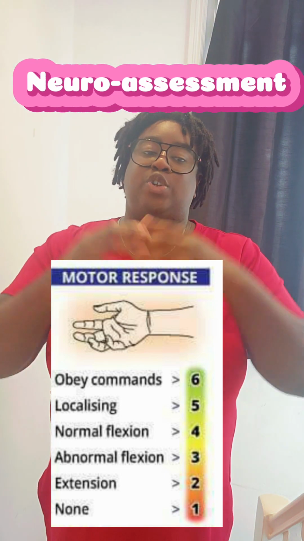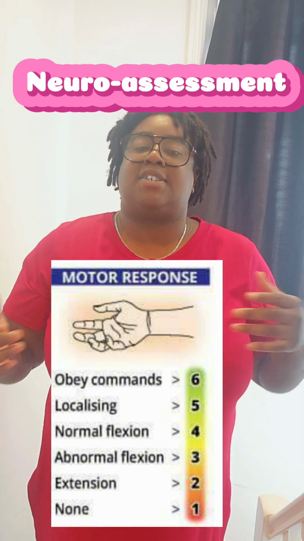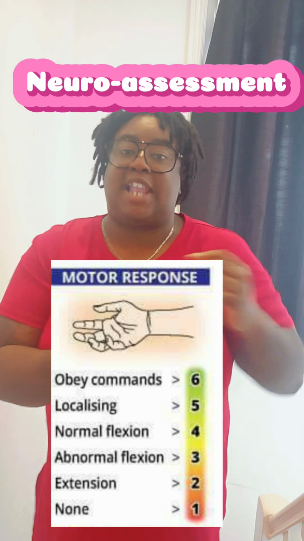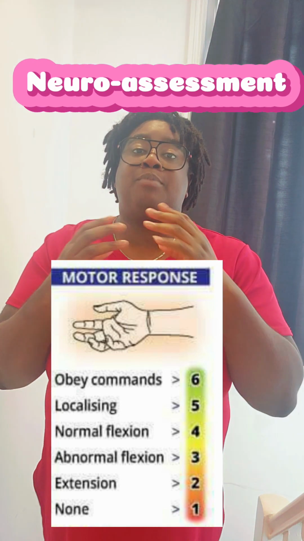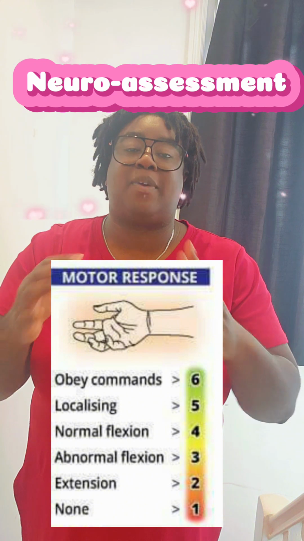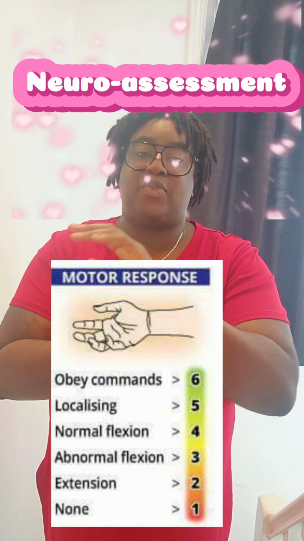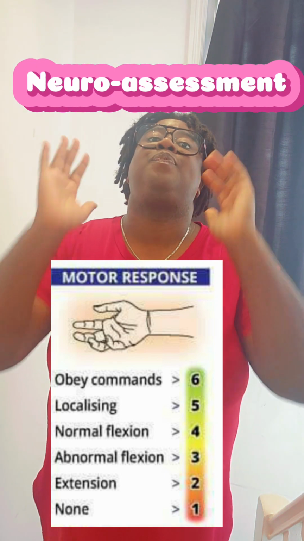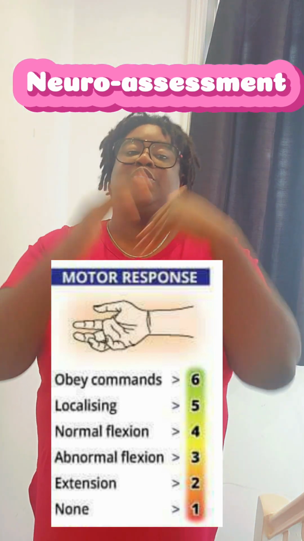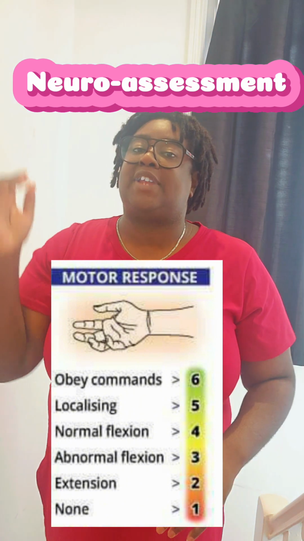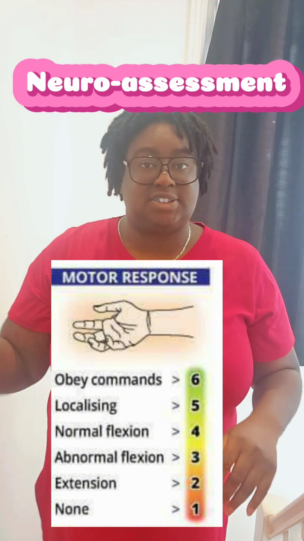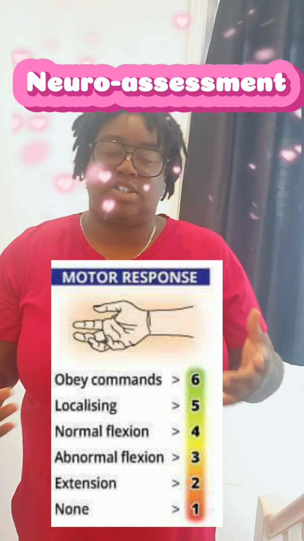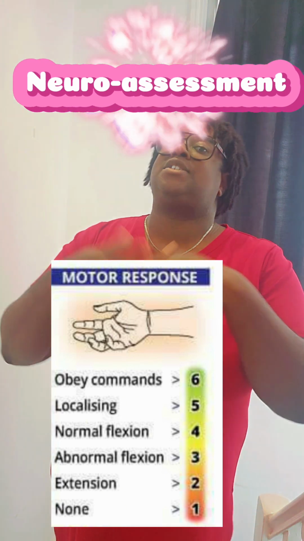Number 4 is withdrawing away from the pain. So you're touching the patient maybe on the wrist, and the patient withdraws their hand. That is the motor response of withdrawing away from the pain. Now we have the abnormal flexion, which involves involuntary flexions. Yeah. And then the second one is the extension. And then the last one is no response.